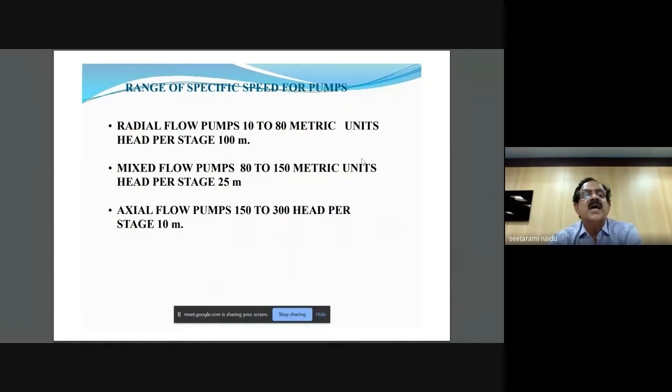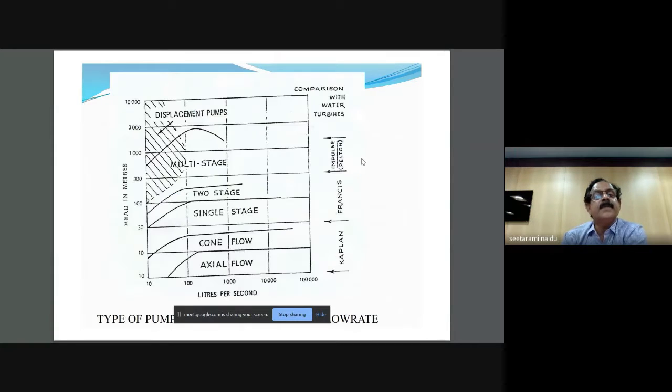Radial flow pumps range from 10 to 80 in metric units of specific speed. Head per stage is 100 meters. Mixed flow pumps cater to 80 to 150 metric units. Head per stage is 25 meters. Axial flow pumps are 150 to 300, and head per stage is only 10 meters. So per stage, axial pumps give very little head, but large discharge is possible. Radial flow can go up to 100 meters per stage.